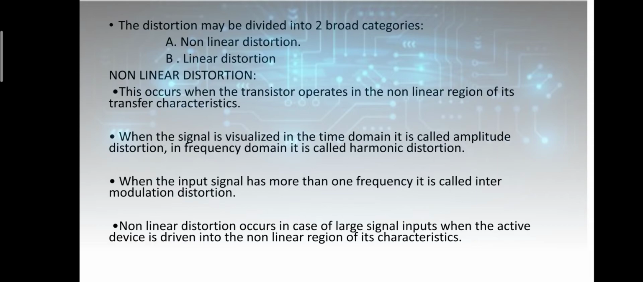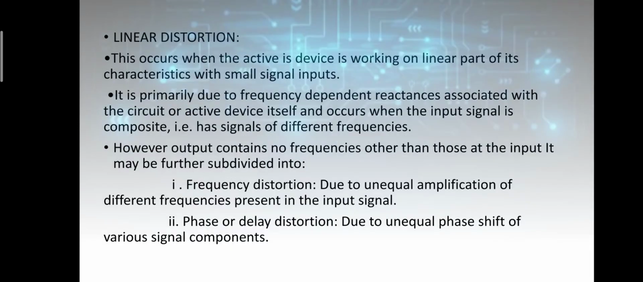Nonlinear distortion occurs in case of large signal input when the active device is driven into the nonlinear region of its characteristics. Now, linear distortion. This occurs when the active device is working on linear part of its characteristics with small signal inputs.